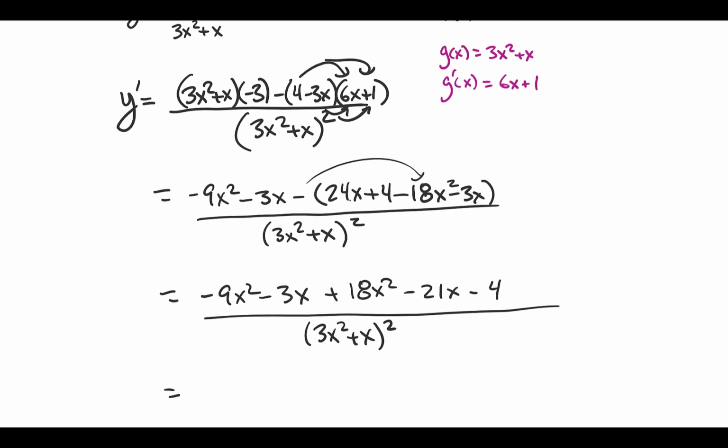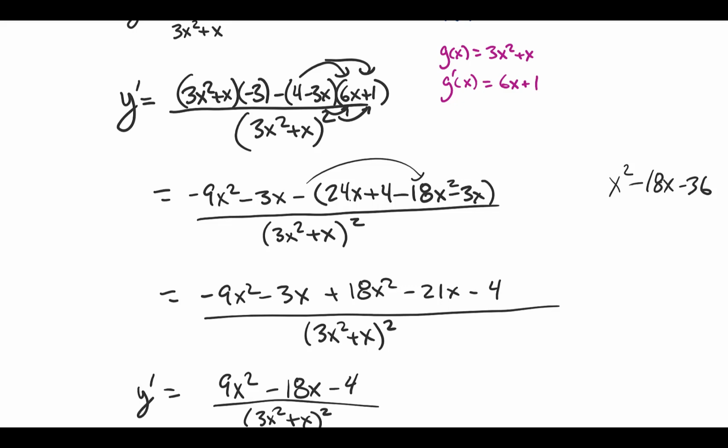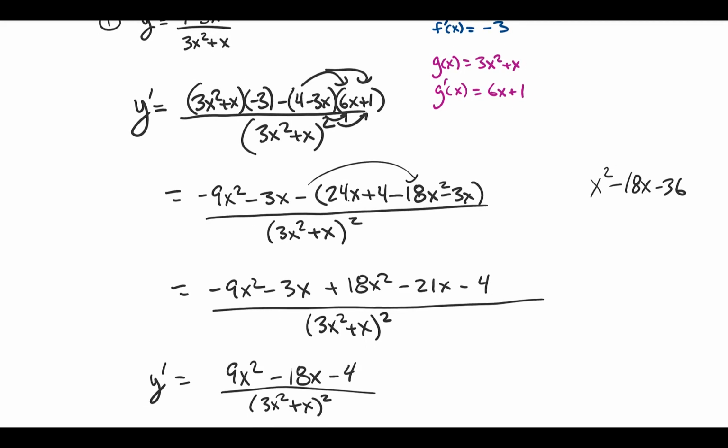Once we start combining our like terms, we get 9x squared minus 18x minus 4 all over 3x squared plus x, all squared. Well, yeah, it looks like our numerator is good enough. I don't think that's going to factor out. I just wanted to check and make sure, because what if it did and it canceled? We could make it cleaner. So there you be. Just clean up that numerator. Expand it out. See if it can't factor.